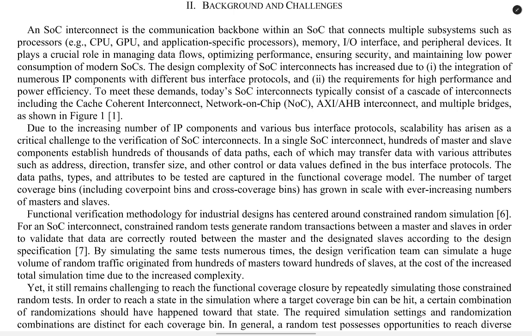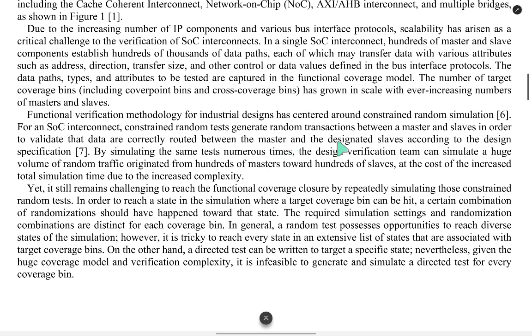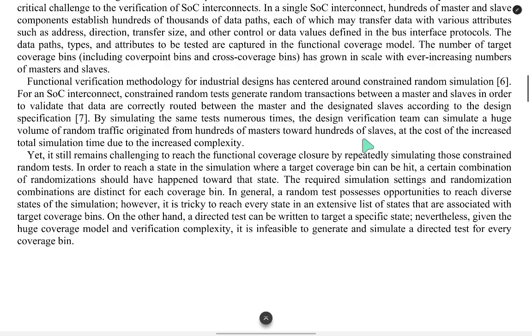The number of target coverage bins, including cover point bins and cross coverage bins, has grown in scale with ever-increasing numbers of masters and slaves. So, the functional coverage methodology for industrial designs has centered around constraint random simulation. For an SoC interconnect, a constraint random test generates test transactions between a master and slave in order to validate that data is correctly routed between the master and designated slaves according to the design specifications.